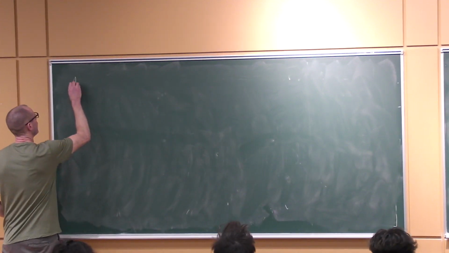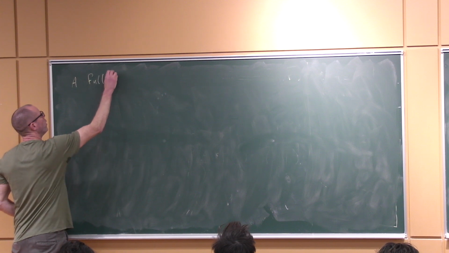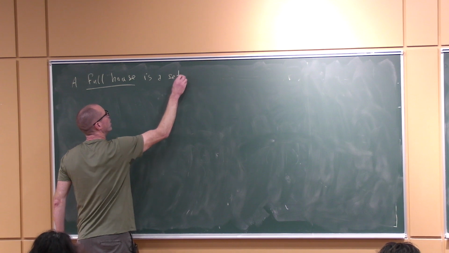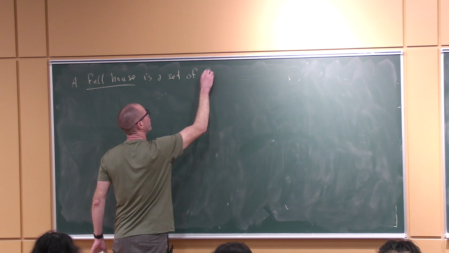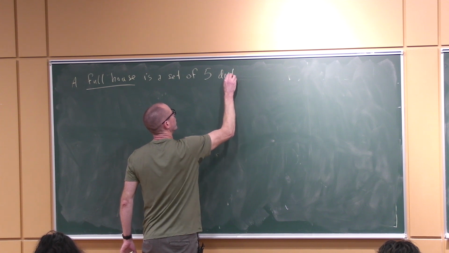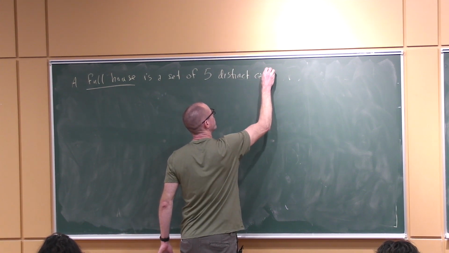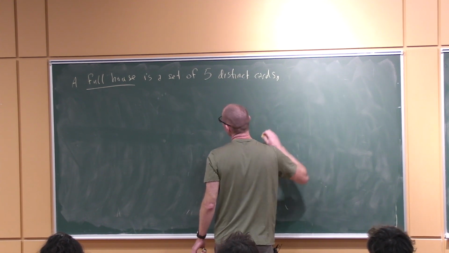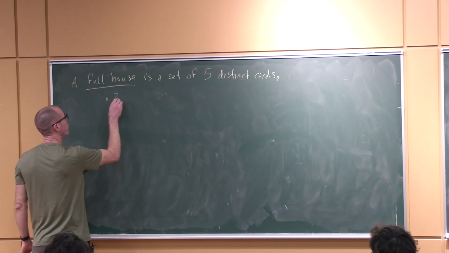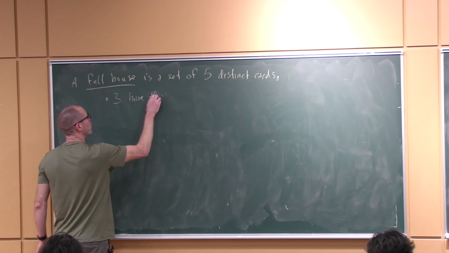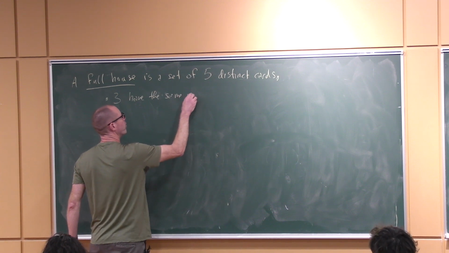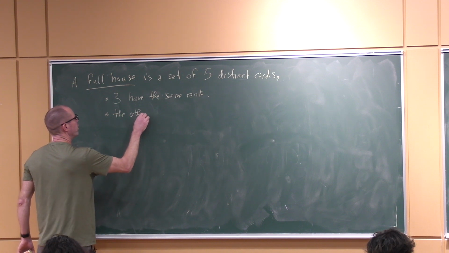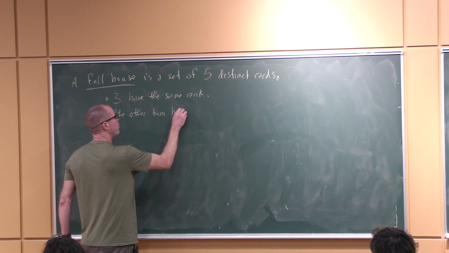A full house is a set of 5 distinct cards, with the following two conditions: 3 have the same rank, and the other 2 have the same rank.